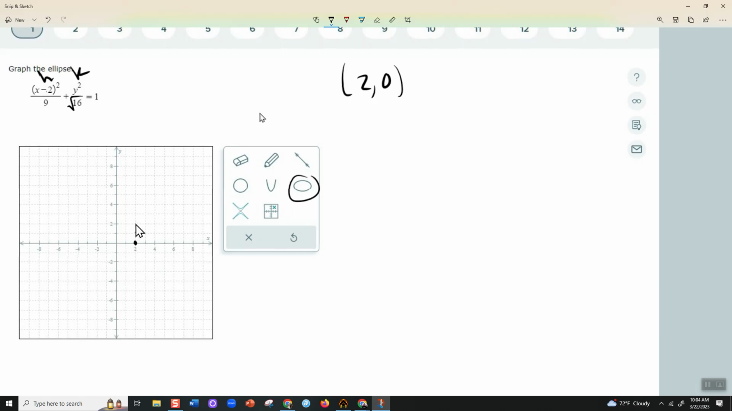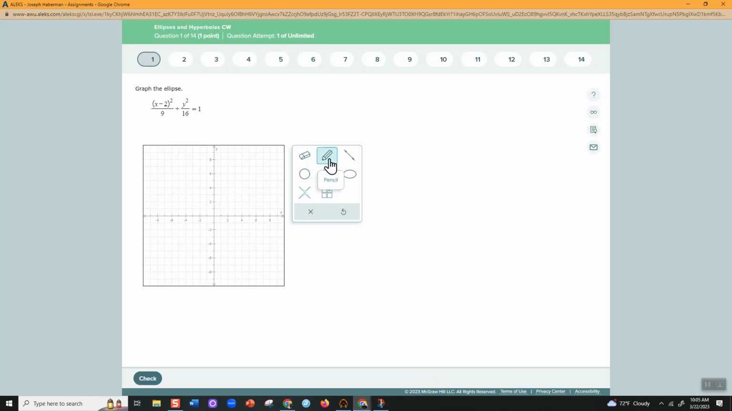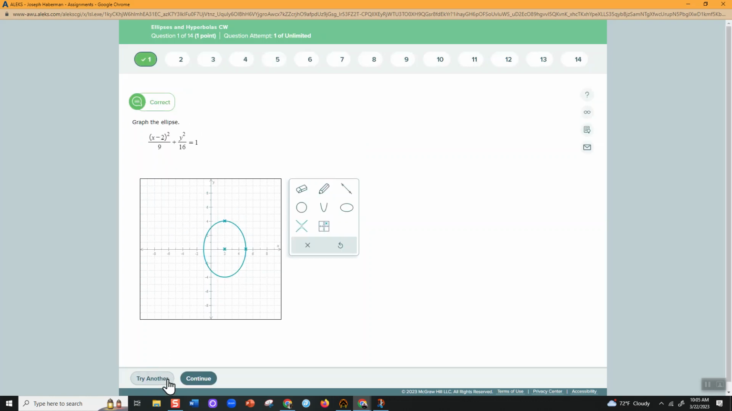So I'm going to go up 1, 2, 3, 4. That's going to be that vertex, and then from the center again, I'm going to do the square root of 9, which is 3. I'm going to go 1, 2, 3, and I'm going to get this ellipse like that, which is going to go around something like that. Let me show you on Alex. We just place that center at, choosing the ellipse, center at 2, 0. I'm going to go up 4, 1, 2, 3, 4, and then I'm going to go 1, 2, 3 to the right, and I am done.